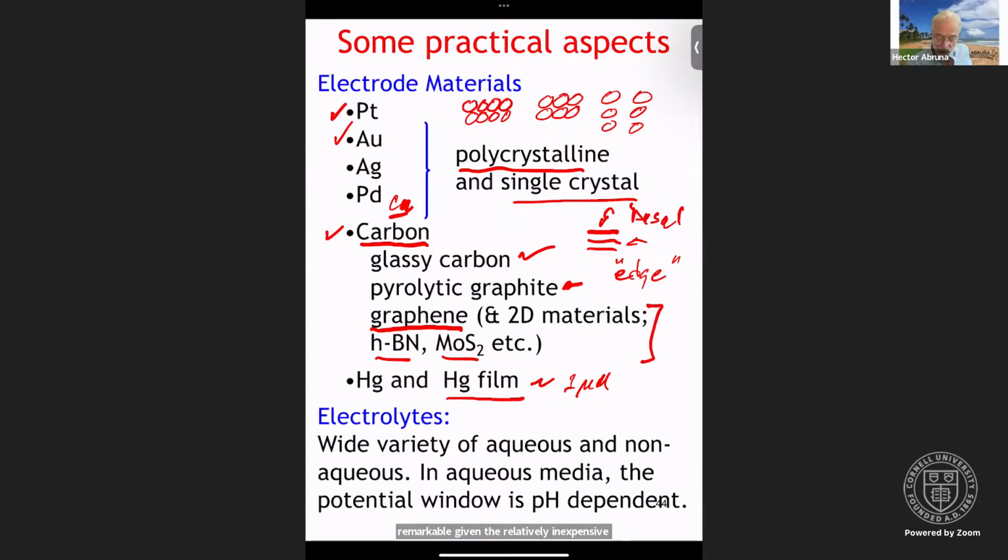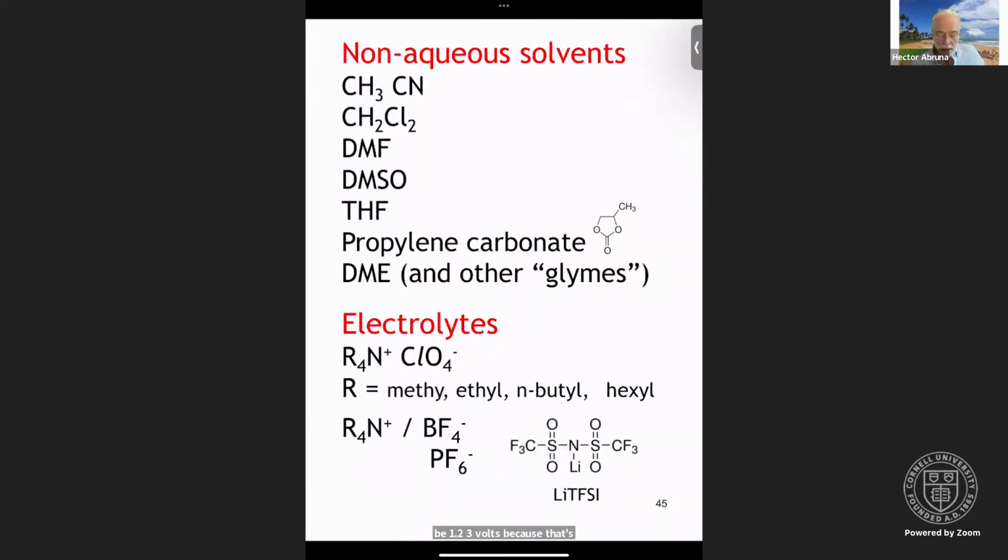What about electrolyte? Remember, an electrolyte is a combination of a solvent and a salt that's dissolved and dissociated. We can have either aqueous or non-aqueous systems. In aqueous media, the potential window is pH dependent, because you get into hydrogen evolution or oxygen evolution, depending on whether you're going to positive or negative polarizations. However, the window itself will be 1.23 volts, because that's dictated by thermodynamics.